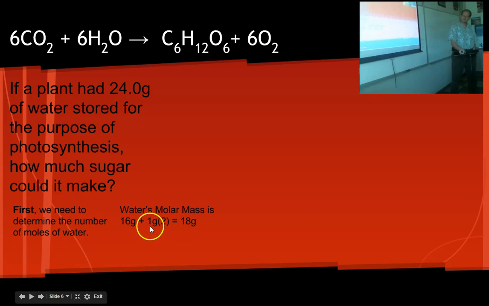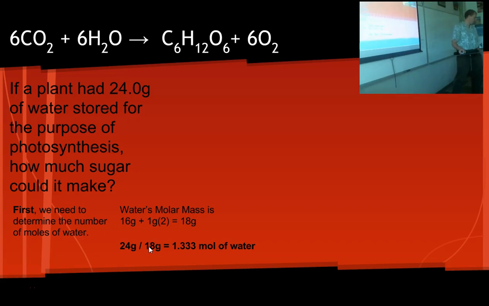16 grams for oxygen, 1 gram for hydrogen. There's 2 of those, H2O. So you get 18 grams-ish as the molar mass of water. 24 grams of water divided by 18 grams per mole gives me 1.33 moles of water. So that's how many moles of water I have. So first I needed to get the molar mass and figure out how many moles of that substance I have.